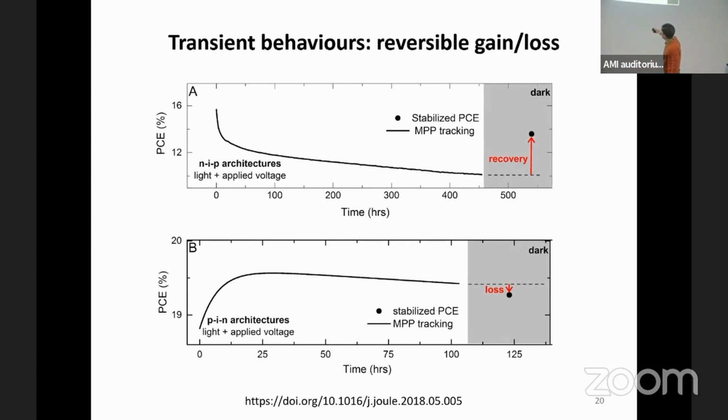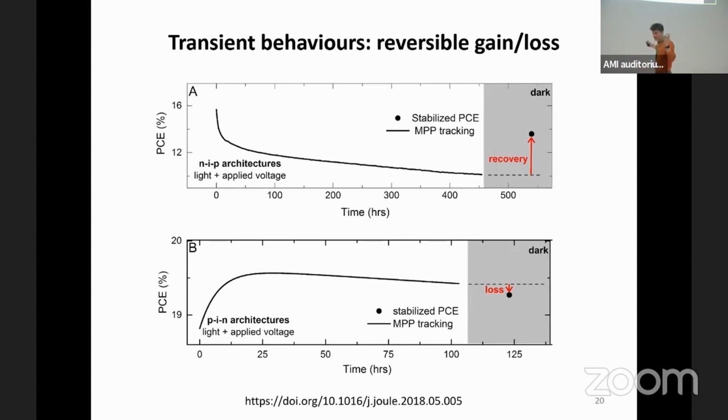So this MPP trace over 100 hours shows a decrease or an increase depending on the architecture, depending on the composition and many other things, but we always observe a recovery in dark. So after letting the device rest in dark for a while, there was some recovery of the initial efficiency, either an increase or decrease, depending on whether the initial change was a rise or a loss. So this was an indication that these transients were absolutely not permanent, but something which can be recovered at least partially.